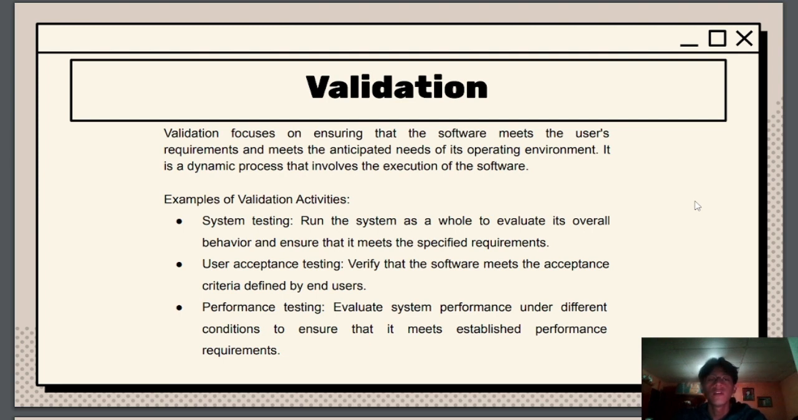Examples of validation activities. System testing: run the system as a whole to evaluate its overall behavior and ensure that it meets the specified requirements. User acceptance testing: verify that the software meets the acceptance criteria defined by the users. Performance testing: evaluate system performance under different conditions to ensure that it meets established performance requirements.